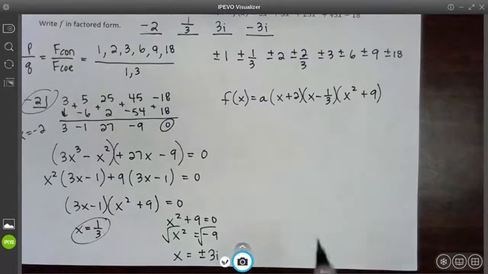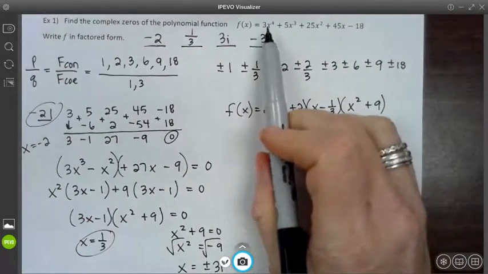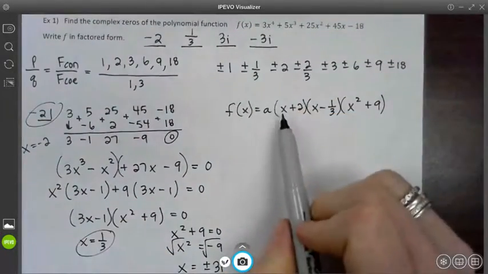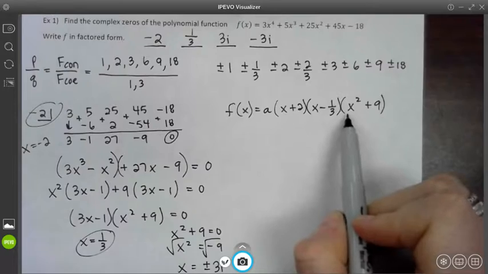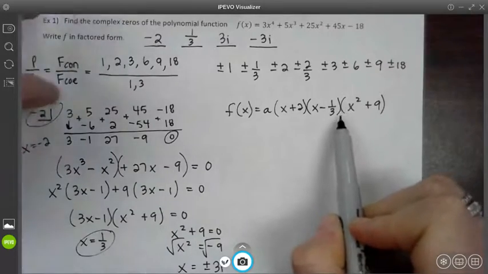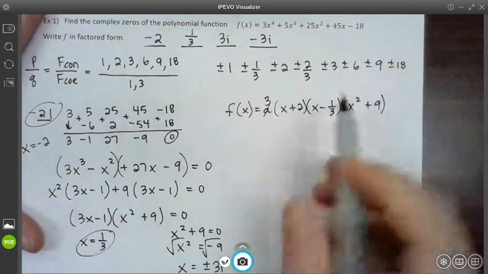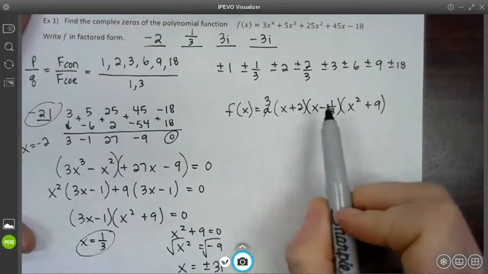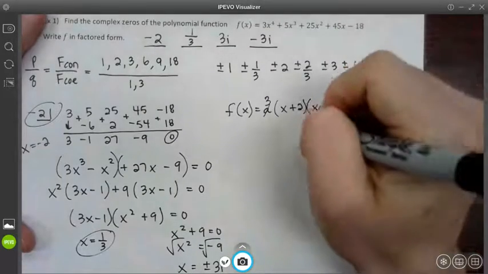Now, if you notice, I need this to multiply back to that leading term, 3x to the fourth. Right now, x times x squared only gets me back to a 1x to the fourth. I need a 3x to the fourth. So I could easily make my leading coefficient a 3, and then 3 times x squared will get me my 3x to the fourth, all right?